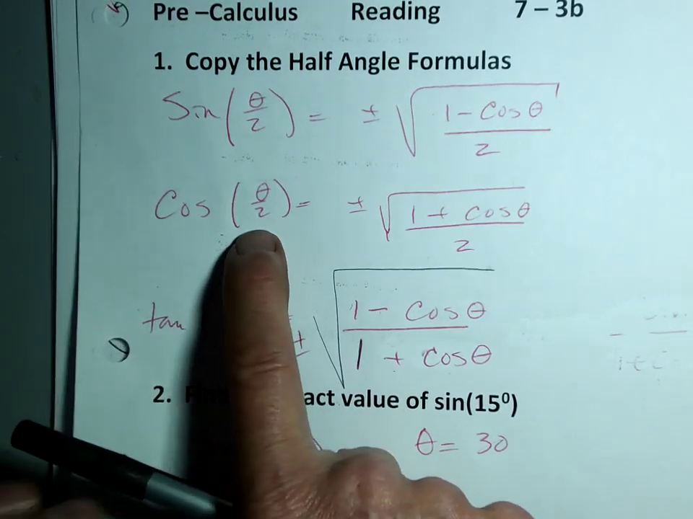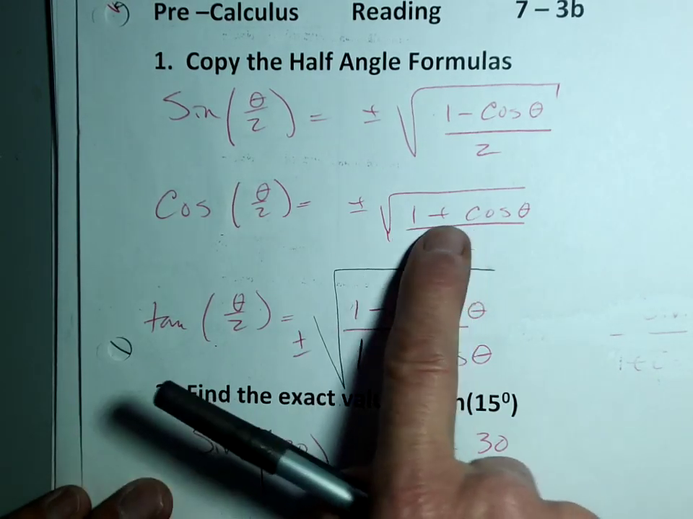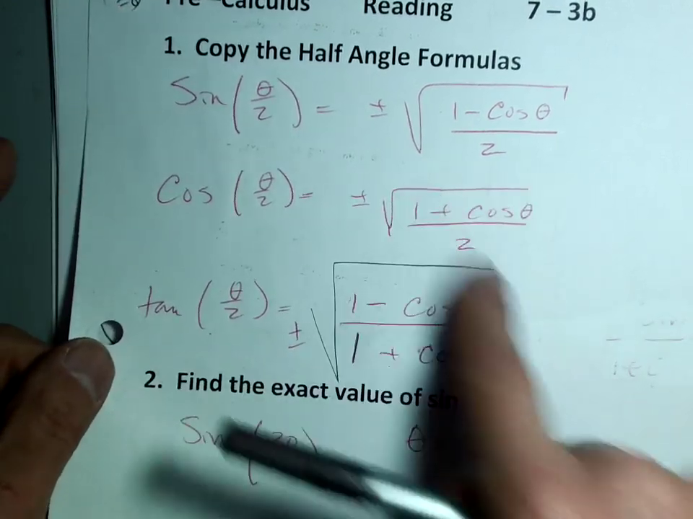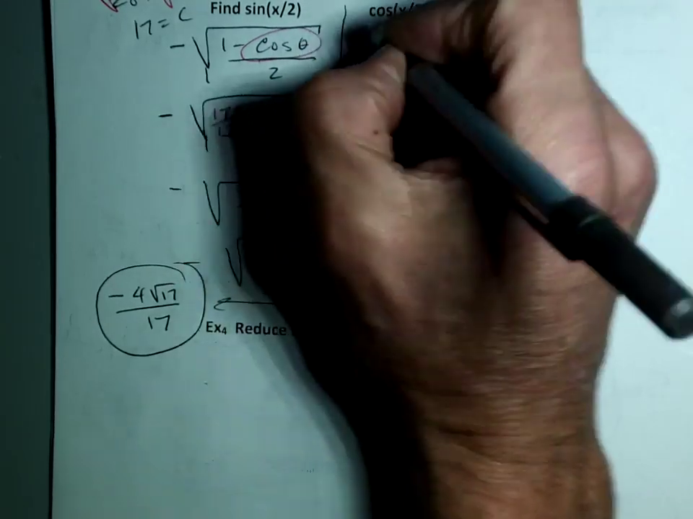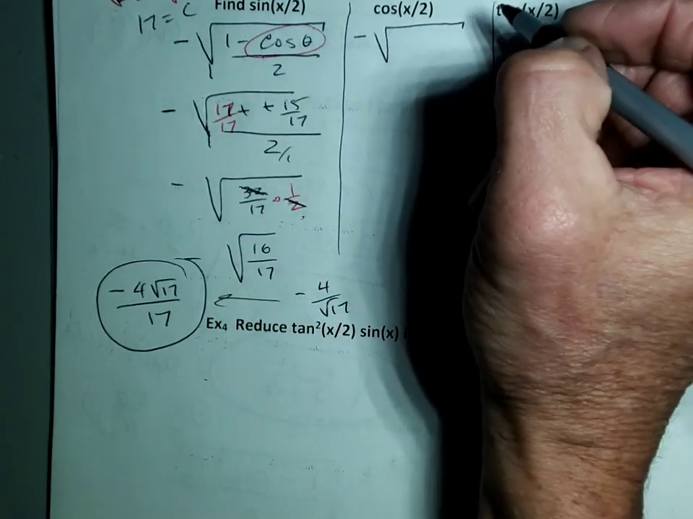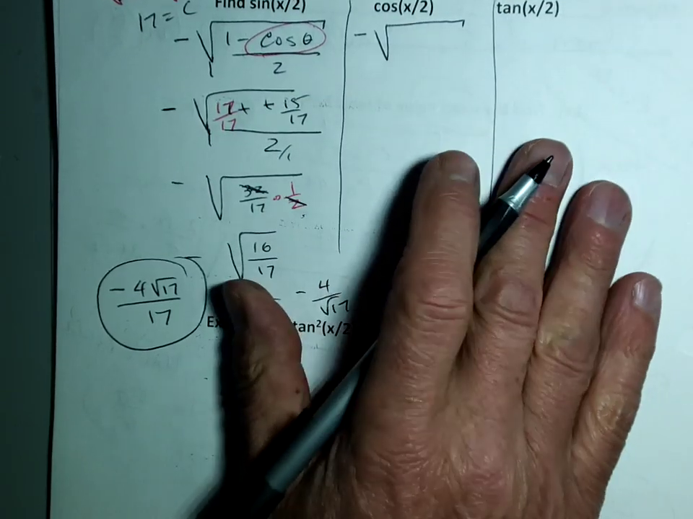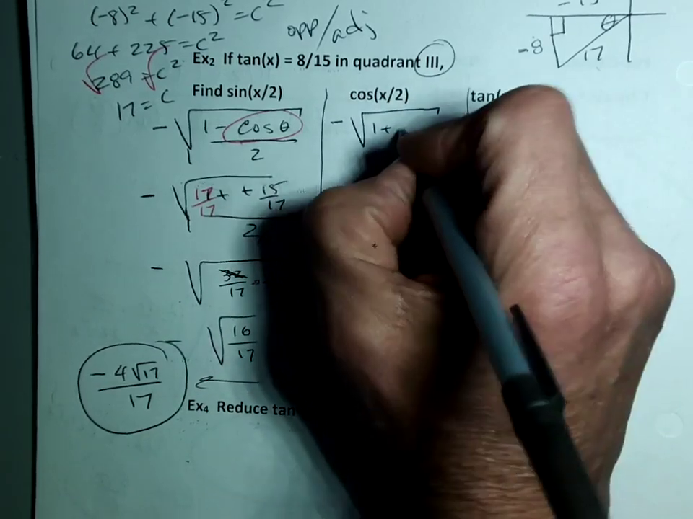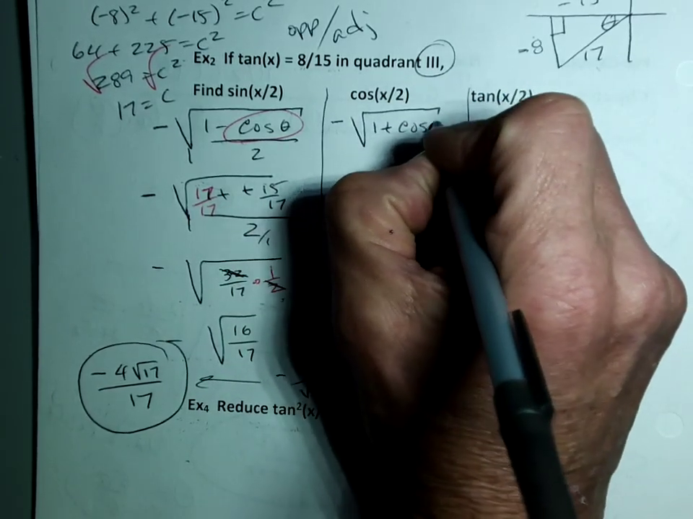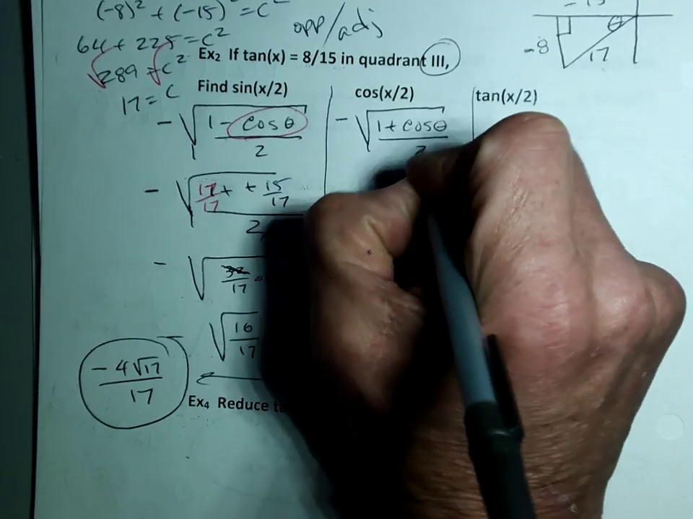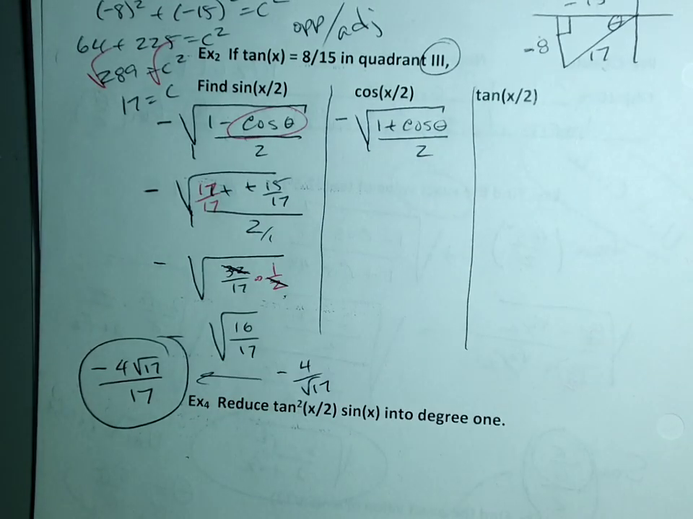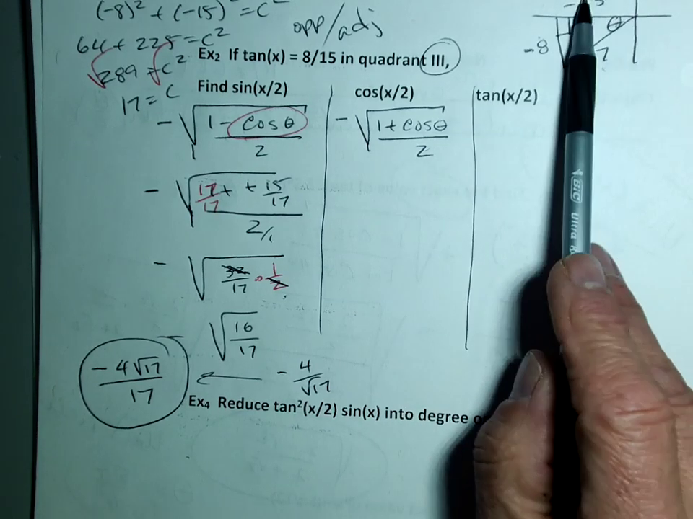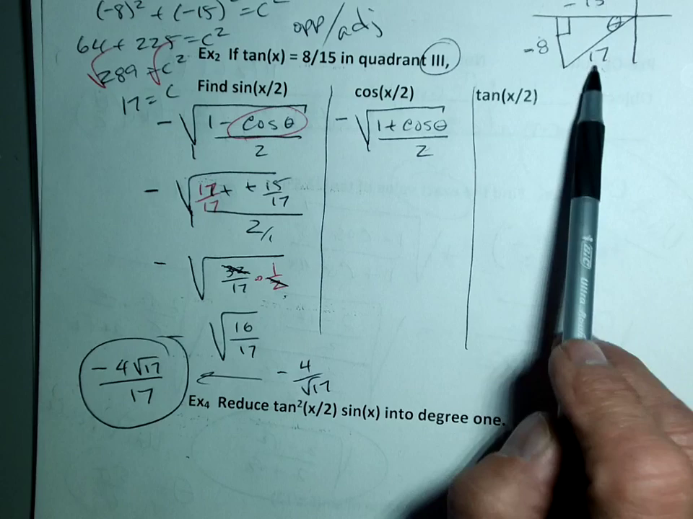Cosine of theta over 2 is plus or minus the square root of (1 plus cosine theta) over 2, okay? So I'm going to redo this problem again, but with the other formula. It's going to equal negative, and it's negative because we're in quadrant 3, square root of 1 plus cosine theta over 2. Again, we're not on the unit circle, but we can get the cosine value from the triangle, right? Cosine is adjacent over hypotenuse, so it's negative 15/17.